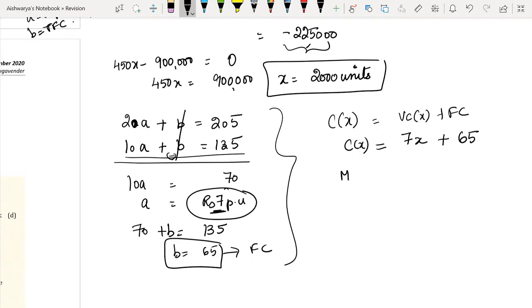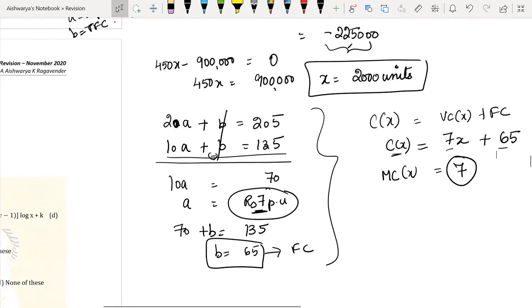Okay. Now your marginal cost function is nothing but the derivative of this. So you just differentiate this, it will be 7, which is also nothing but the variable cost. In economics you have learned, no, marginal cost is nothing but the incremental cost of production, or the cost of producing one additional unit. So for one additional unit you will incur rupees 7 to produce, not 65. 65 is anyway your fixed cost. I hope we are all clear up to here.